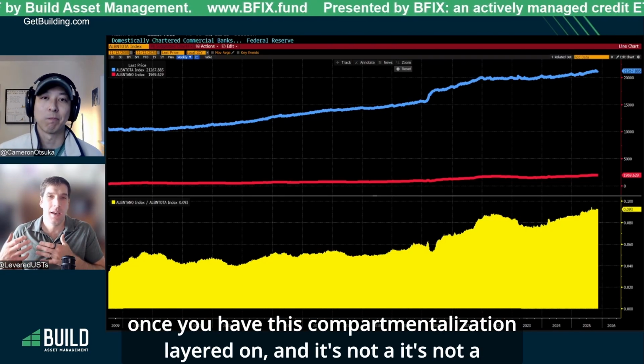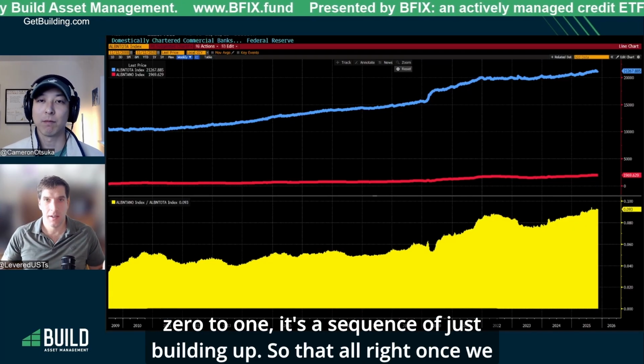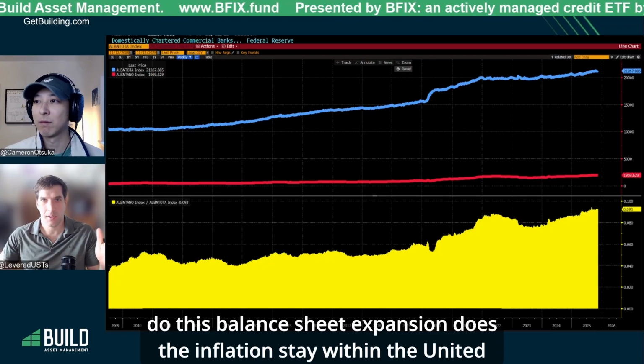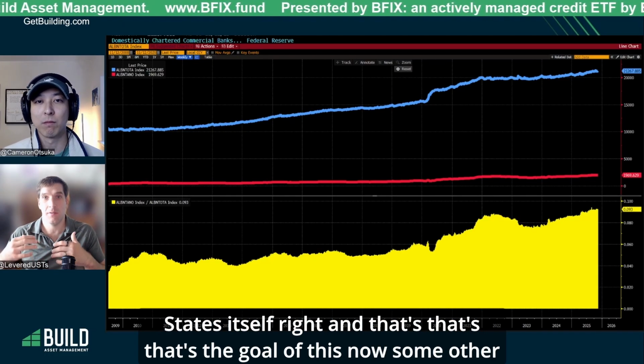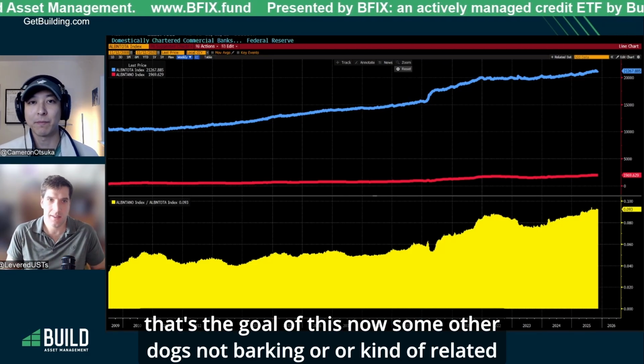And once you have this compartmentalization layered on, it's not a 0 to 1, it's a sequence of just building up. So all right, once we do this balance sheet expansion, does the inflation stay within the United States itself? Right, and that's the end goal of this.